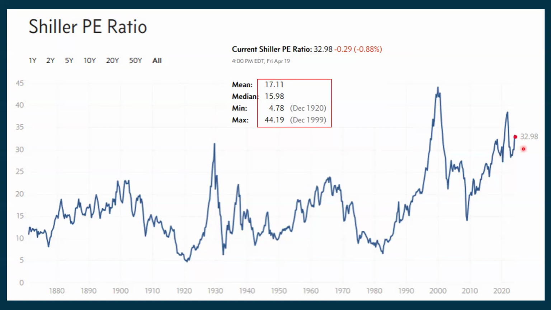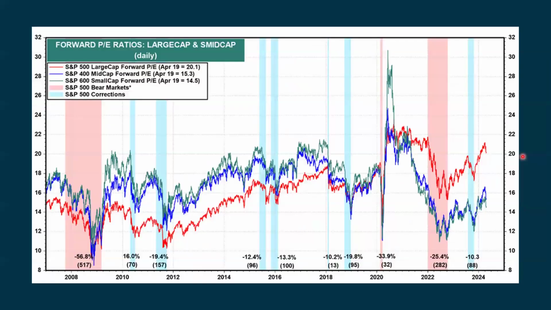Well, to get some perspective, we look at a historical chart to see where we've been and where we're at right now. And then we can look at the median and the mean, and we're just under 16 for the median and just over 17 for the mean. So even with the declines that we've seen on a historical basis, the S&P is still considered to be expensive. But the market doesn't do that.